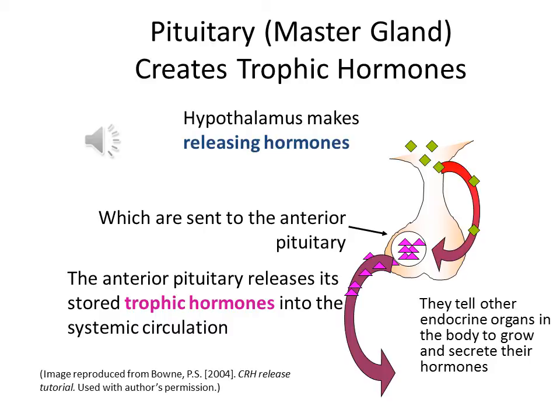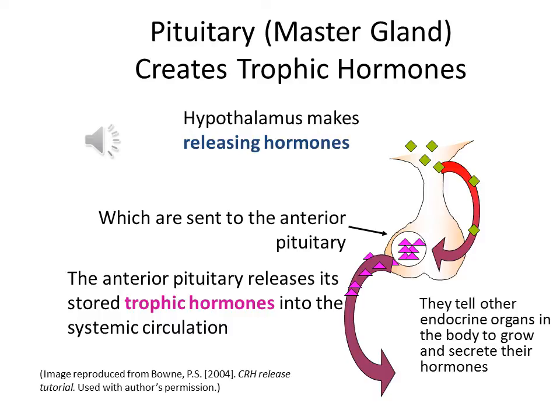Okay, so remember, the hypothalamus makes releasing hormones. Those releasing hormones are sent to the anterior pituitary gland. The anterior pituitary releases its stored trophic hormones into the circulation. Trophic hormones are hormones that have other endocrine glands as their target. They tell other endocrine organs in the body to grow and to secrete their hormones.